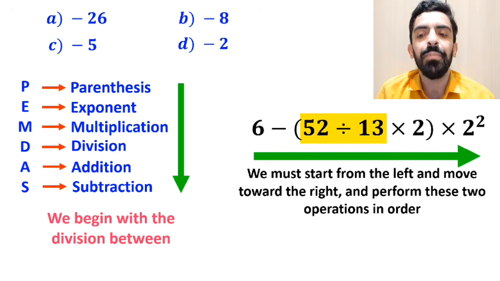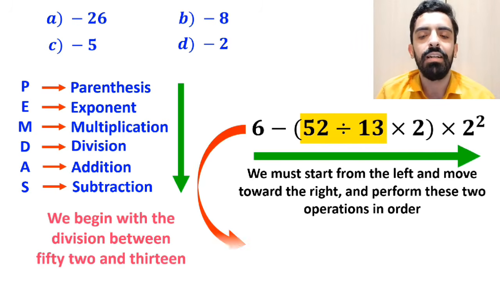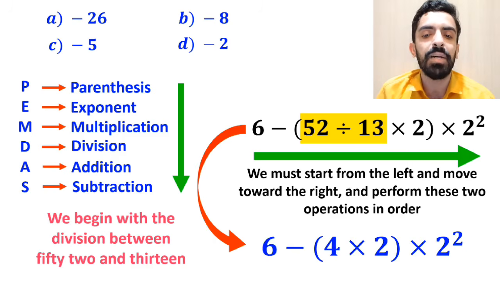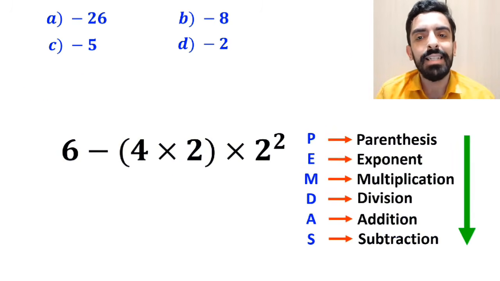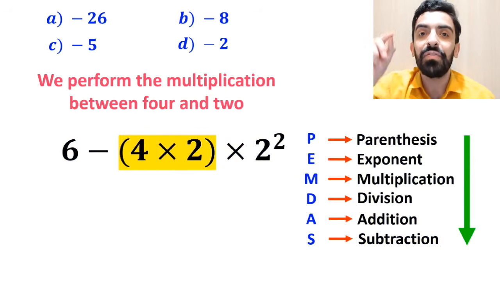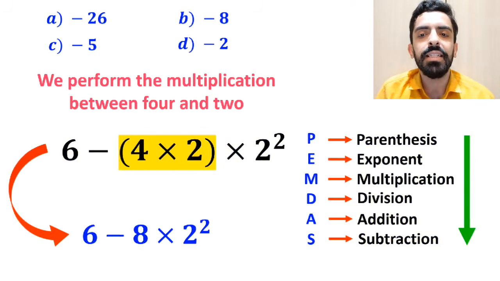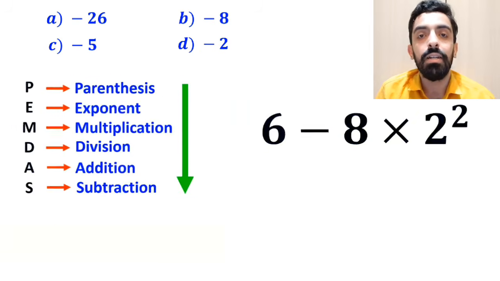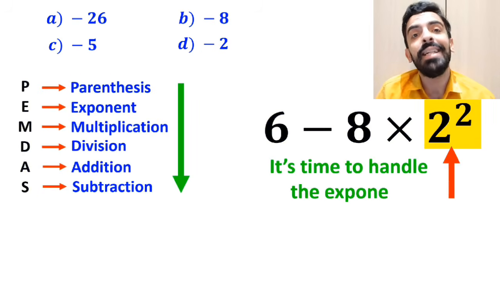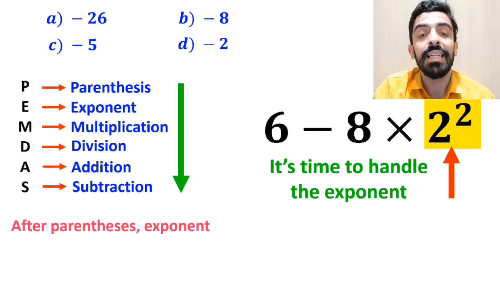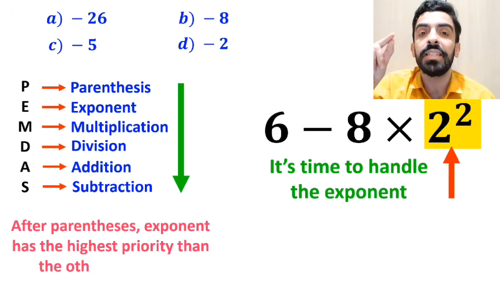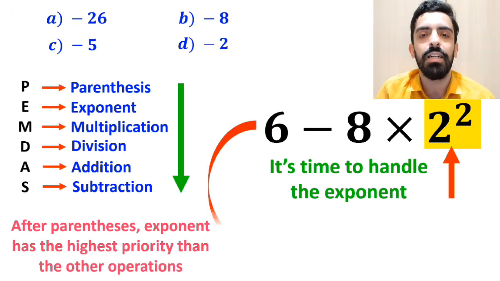So, we begin with the division between 52 and 13. And this expression simplifies to 6 minus 4 times 2 inside the parentheses, then multiplied by 2 squared. In the next step, we perform the multiplication between 4 and 2 and write this expression as 6 minus 8 multiplied by 2 squared. And in the following step, it's time to handle the exponent because according to the PEMDAS rule, after parentheses, exponent has the highest priority compared to the other operations.